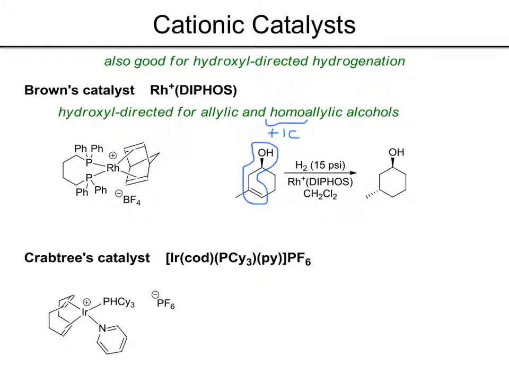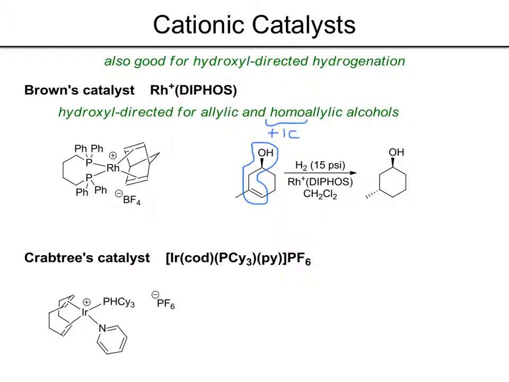In this case, we've got hydrogen at high pressure with rhodium diphos and dichloromethane. The oxygen is on the top face and is going to bind to the rhodium and cause delivery of the hydrogen from the top face. And so the methyl group is now at the back.